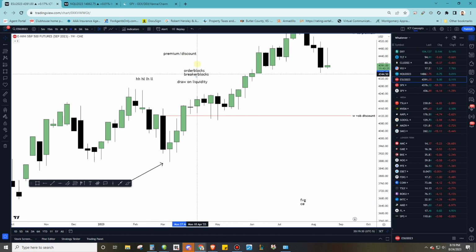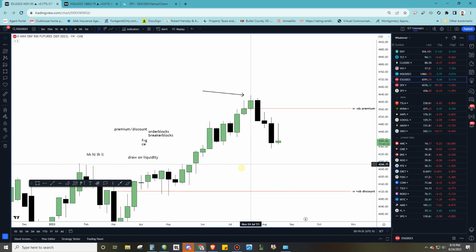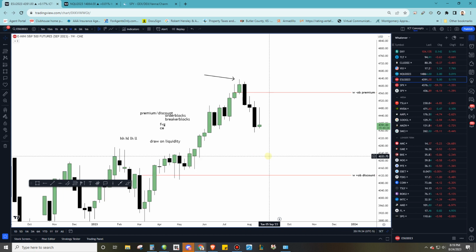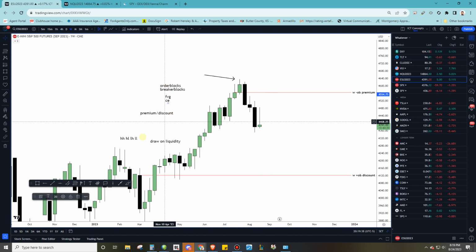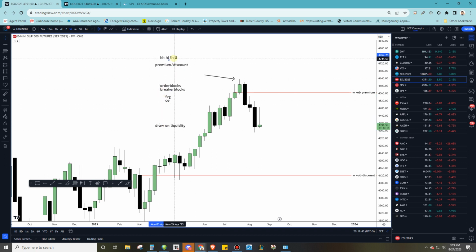We found the premium discount, order blocks, and fair value gaps, and consequent encroachments. And I sort of put that in order of importance for me. So we want to find premium discount. I don't know why I care about that so much. And then draw on liquidity. So this is sort of the order I go in.